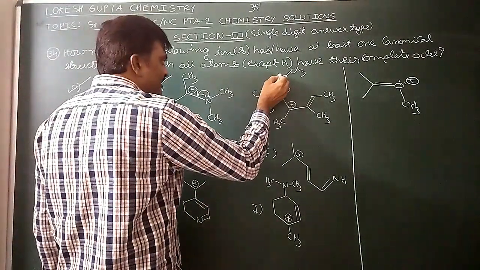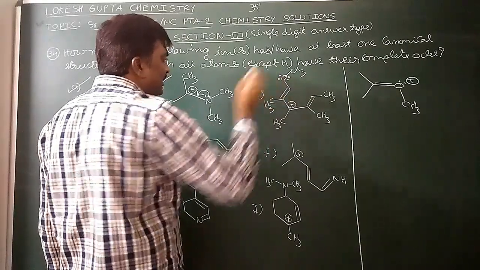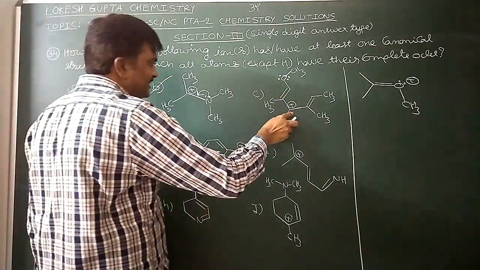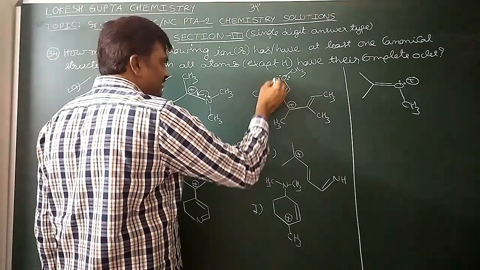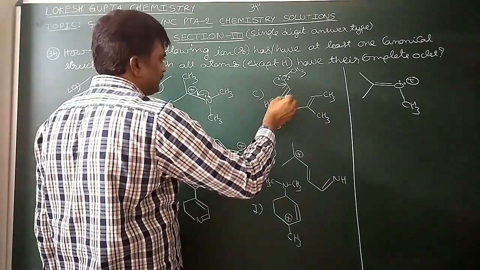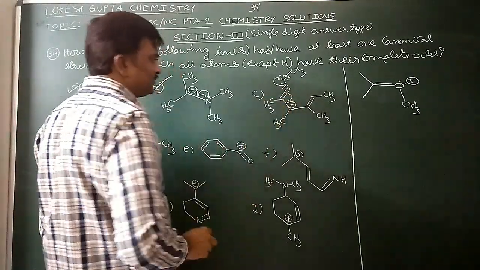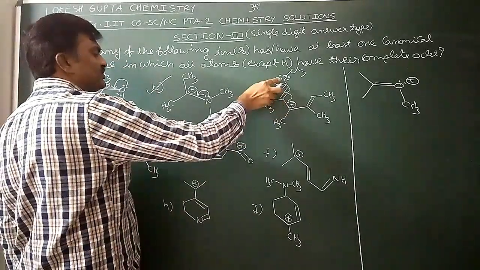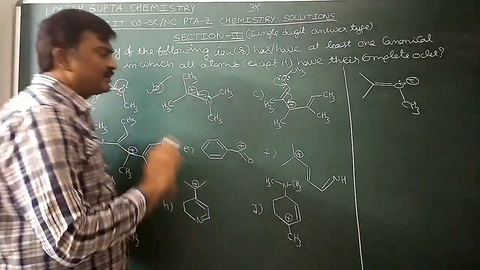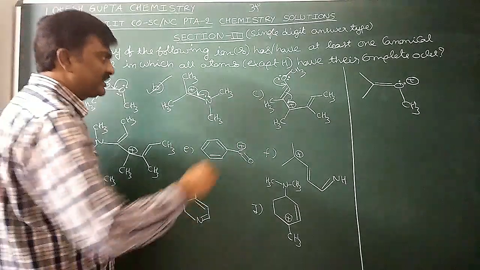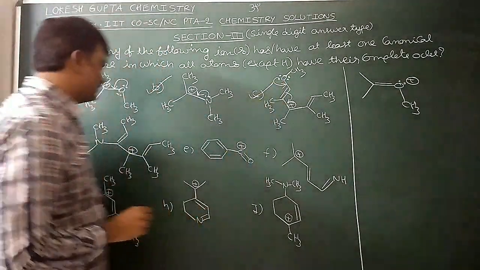See here, oxygen is not attached directly, but to this C plus it is in conjugation. This lone pair will convert into a pi bond. This pi bond will be shifted to here. Now the positive charge will be at this oxygen. Now all atoms will satisfy octet rule. So this one is correct only.